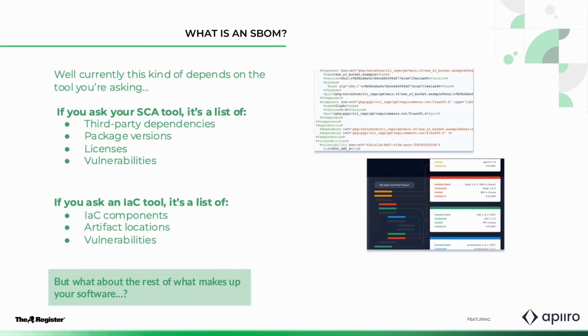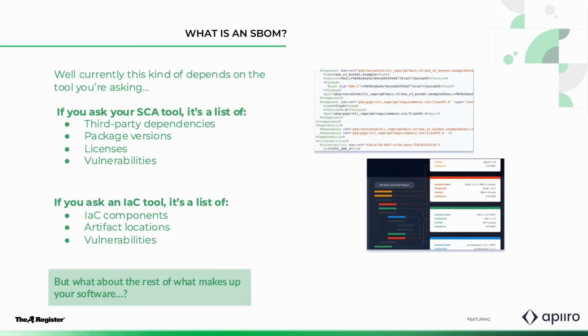If you go to another type of tool, like infrastructure as code, they will tell you this is all of your infrastructure as code components, from Terraform modules and other production assets, like where the artifacts are being stored, and what the vulnerabilities are. If you go to API security, they will tell you what the endpoints are. So this goes very broadly, and it's very, very diversified.